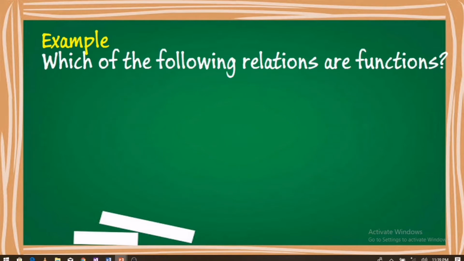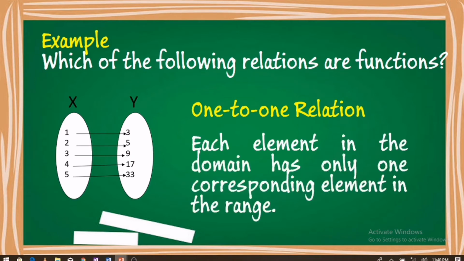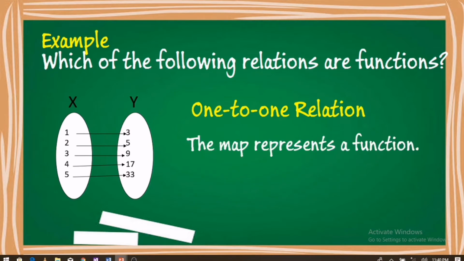Let us discuss first this mapping diagram. This mapping diagram represents a one-to-one relation. One element in X is mapped to exactly one element in Y. Each element in the domain has only one corresponding element in the range. Clearly, 1 is mapped to 3, 2 is mapped to 5, 3 mapped to 9, 4 mapped to 17, and 5 mapped to 33. Thus, the map represents a function.